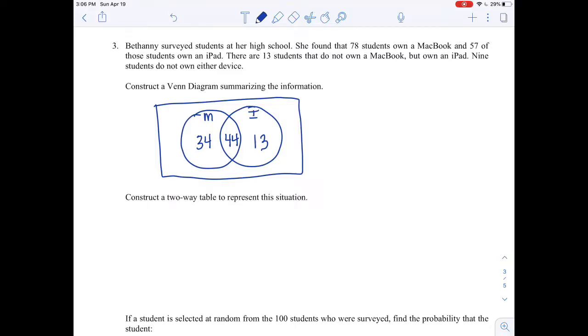And then finally it says there are 9 students who did not own either device. So there are 9 students that go on the outside of that. Okay, so if I now have to figure out how many students I surveyed altogether, if I add up 34 plus 44 plus 13 plus 9, it tells me that there were 100 students in total that were surveyed.